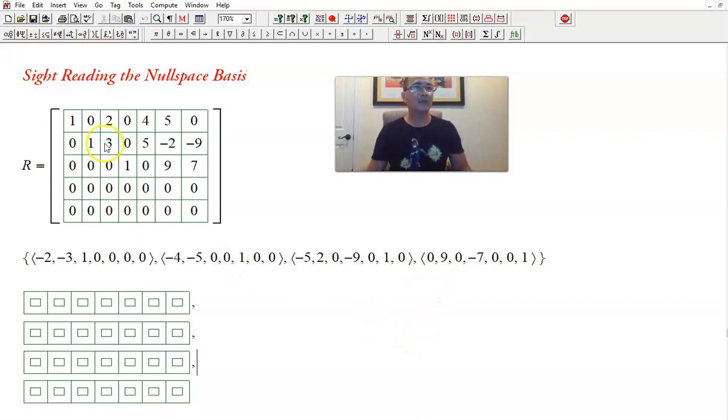Okay, so look for the free variables. Column 3. So put the 1 in the third component of the first vector. Next free variable, 5. So put a 1 in the fifth component. 6, 7. 6, 7. Okay. What else do we notice about these 4 vectors?